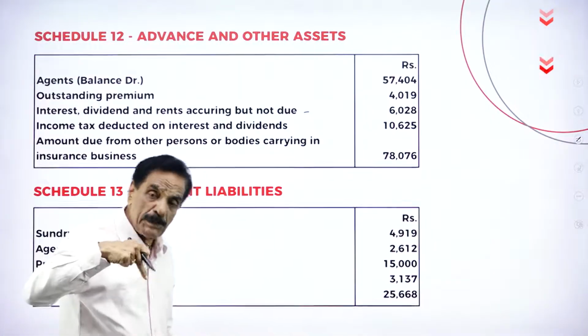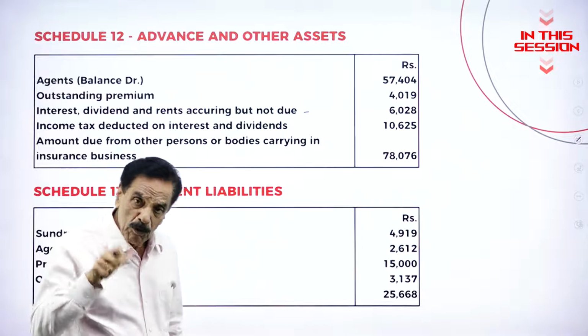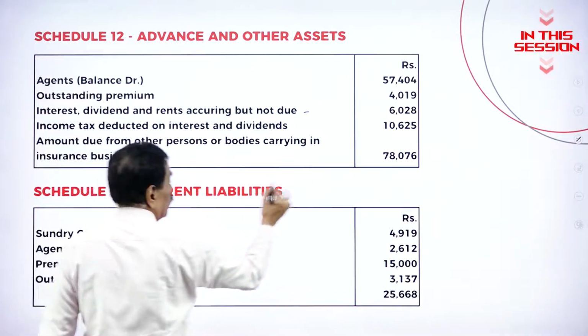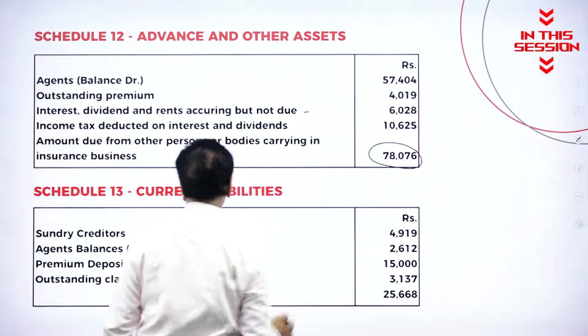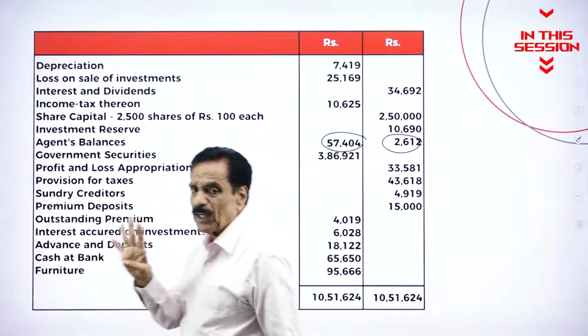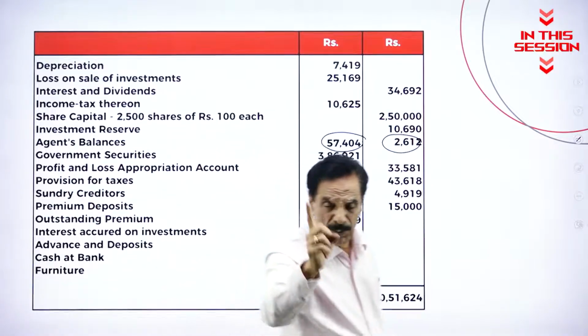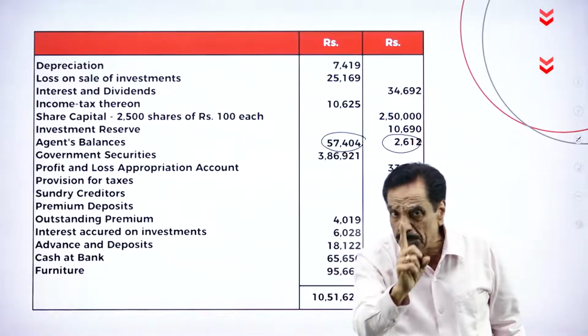An amount due from another person is an asset, a current asset. An amount due to another person is a liability. So the total amount is 78,076. The revenue account is connected with only four items: the premium, the claim, the commission, and the management expenses.